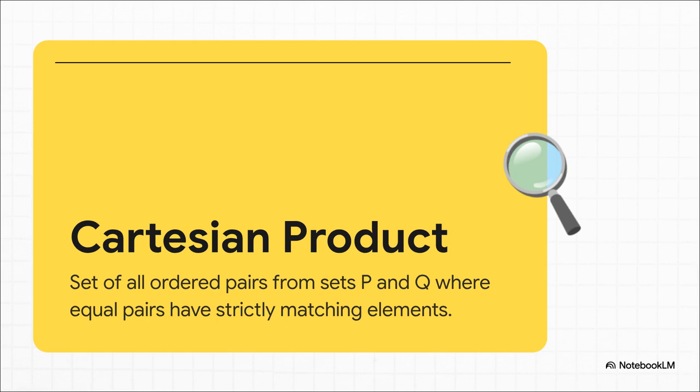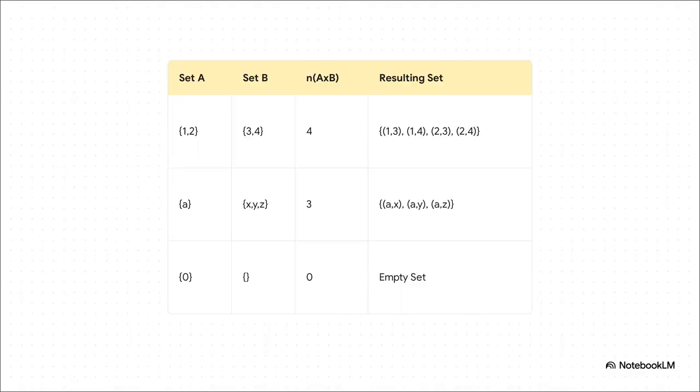Sequence absolutely matters here. It's kind of like a combination lock or a precise coordinate on a map. If you have an ordered pair (a, b), it is strictly equal to (c, d) only if a equals c and b equals d. You can't just mix and match them whenever you feel like it. The order is the rule. Let's actually make this real with a few examples.